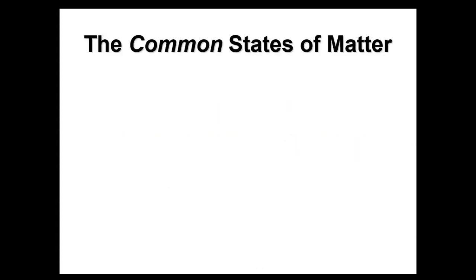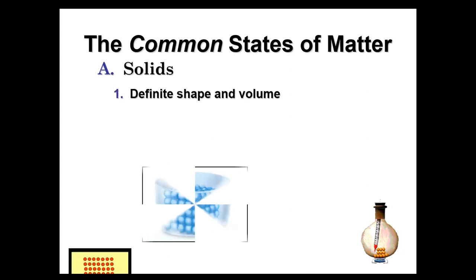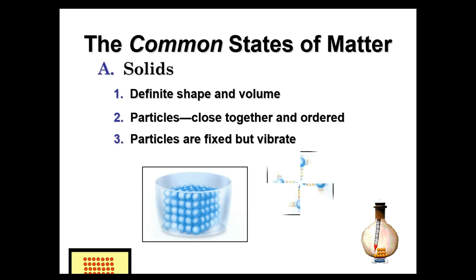Okay, so let's look over the characteristics of each of them. Solids have a definite shape and volume. The particles are very close together and very ordered. The particles are fixed, but they do vibrate. Here's a little picture of those particles vibrating. But you see that the particles do not take the shape of the container, because the shape of the solid is fixed.